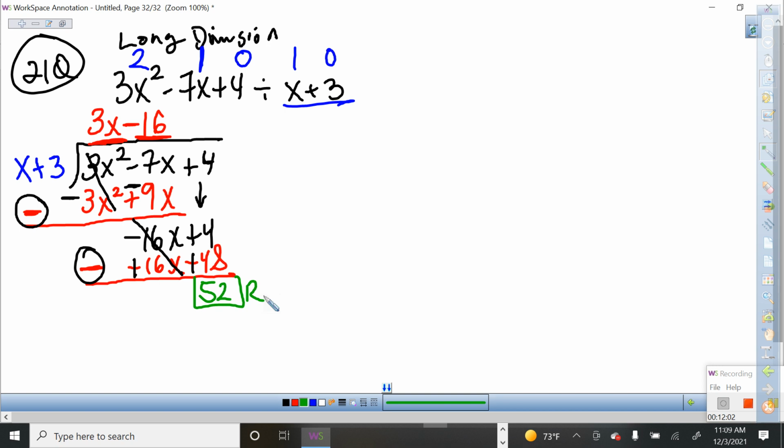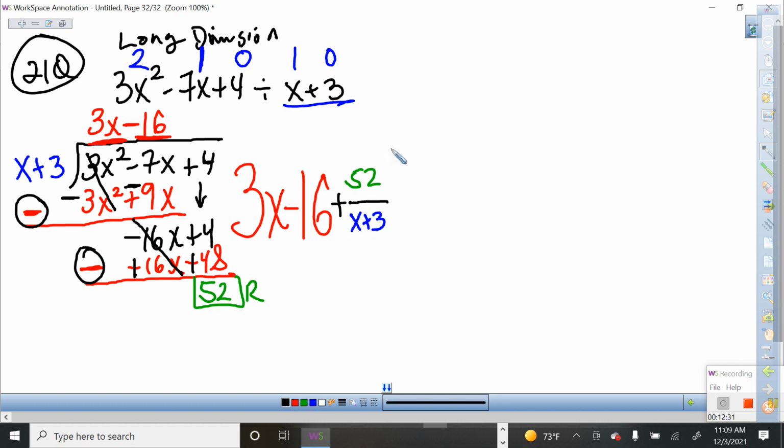Okay? So what's my answer, Mr. Q? Well, this is the quotient. What is my quotient? 3x minus 16. But since we have a remainder, I always add a fraction bar. And my remainder is 52 over the divisor, which is x plus 3. Look how beautiful that looks, right?